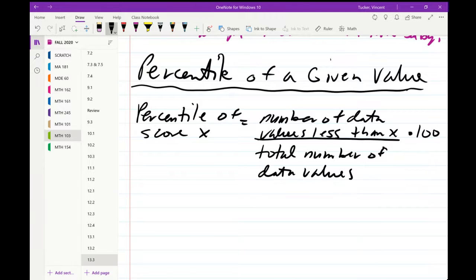All right, so the percentile of a given value. In order to find the percentile of a given value, we would take the number of data values less than x, or less than that given value, divided by the total number of data values, and then multiply that by 100. So we want to find a percentile: take the total number of data values that are less than the value you're talking about, divided by the total number of data values given, then multiply by 100.